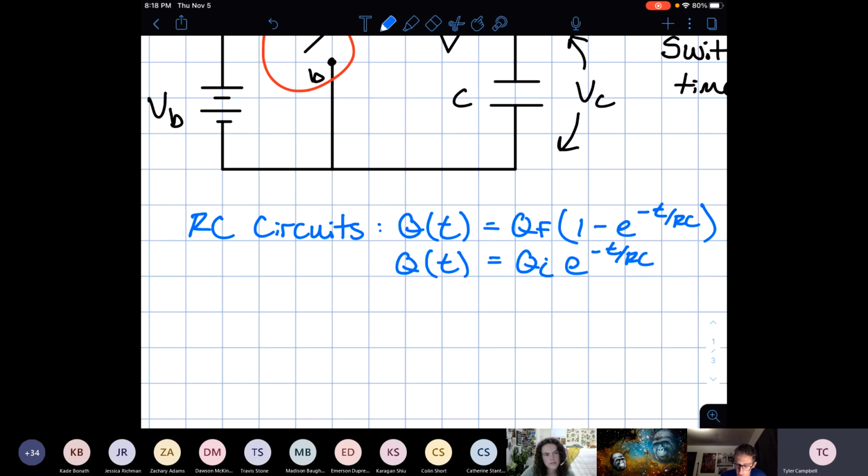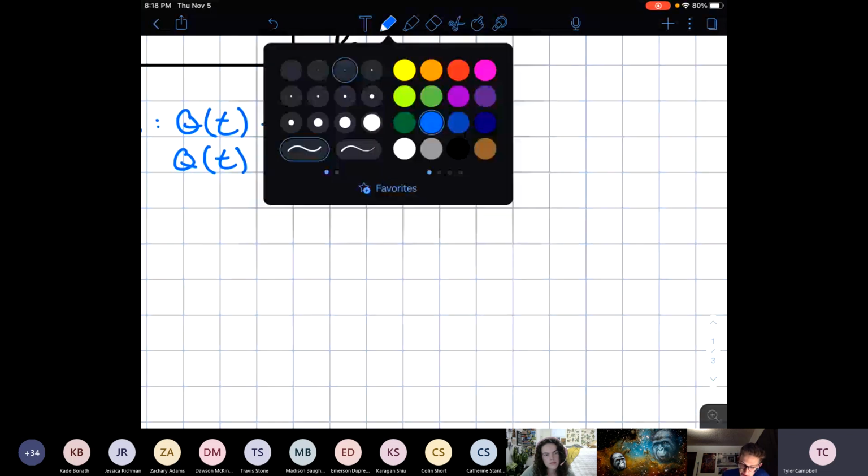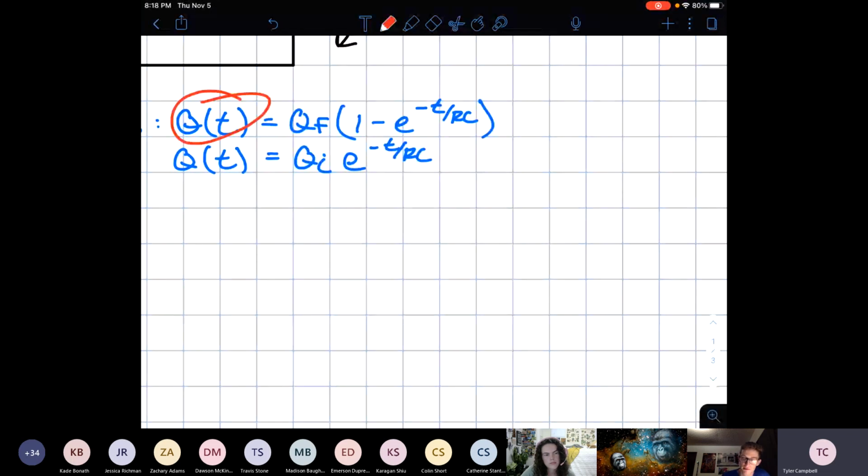The first thing I want you guys to know is that just because these equations say Q here doesn't mean that's the only form of this equation. In fact, I can use any variable that can change with time. I can use V, I, or Q, and all of those are interchangeable, meaning that I could have V of t here and V final right here if I really wanted to, or the same thing with current.